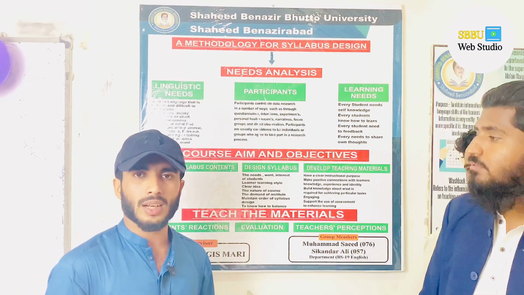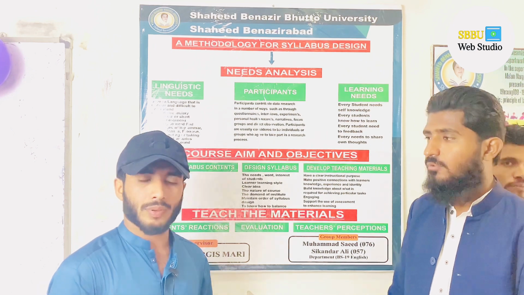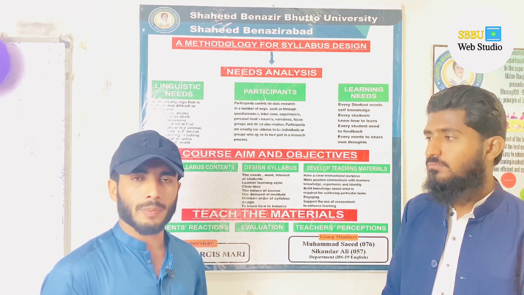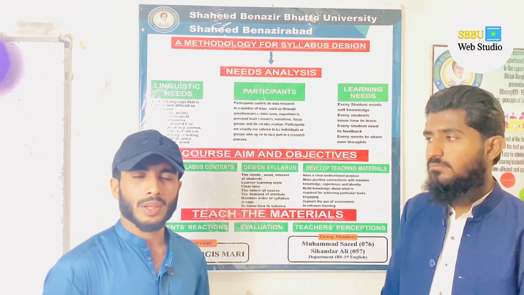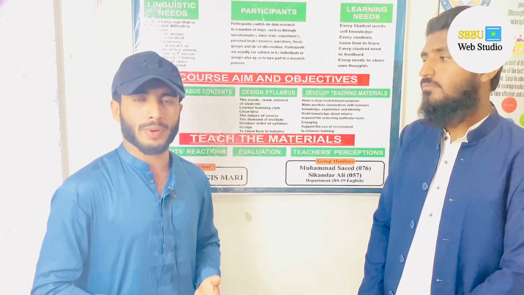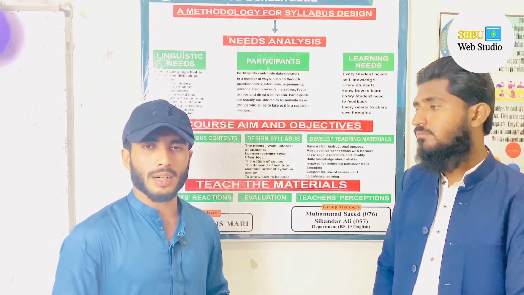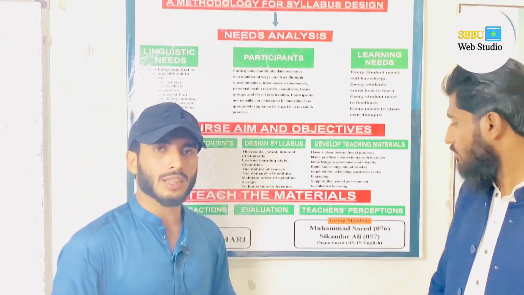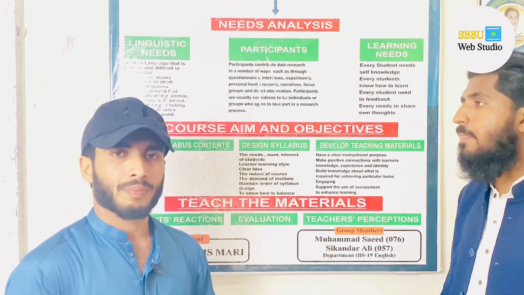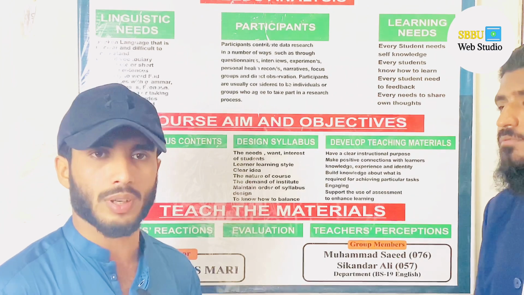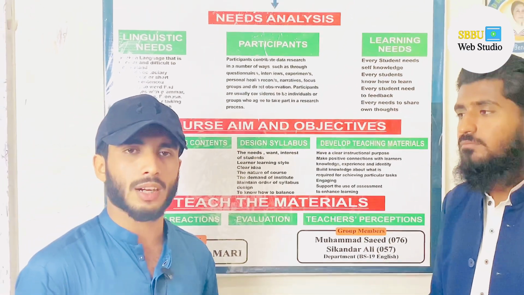For example, there is a 100-mark paper and question: 10 marks of assignment, 5 marks of presentation, 40 marks of the final term paper, and 30 marks of the midterm paper. This is the 100-mark question. This is the evaluation. And finally, the teacher perception. Teacher perception means what the teacher taught the students and what the students have learned from the teacher.